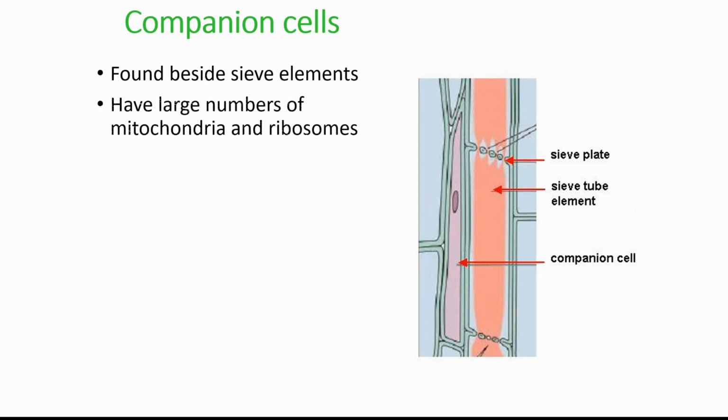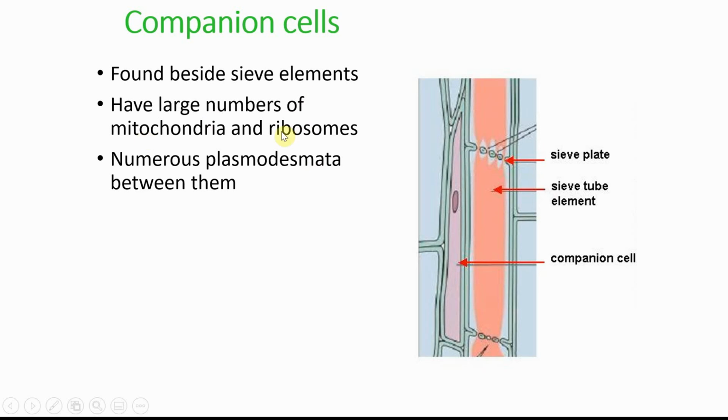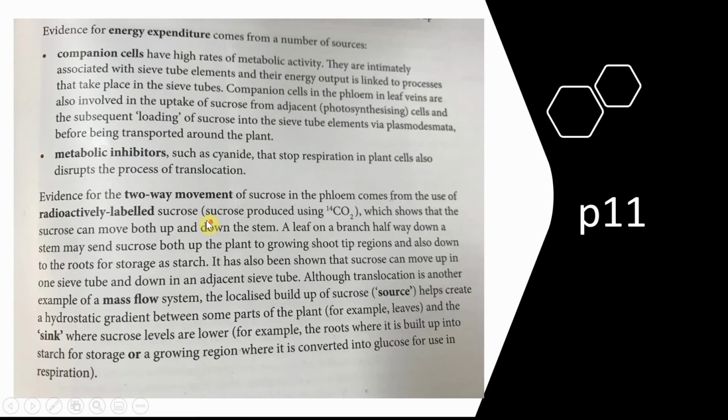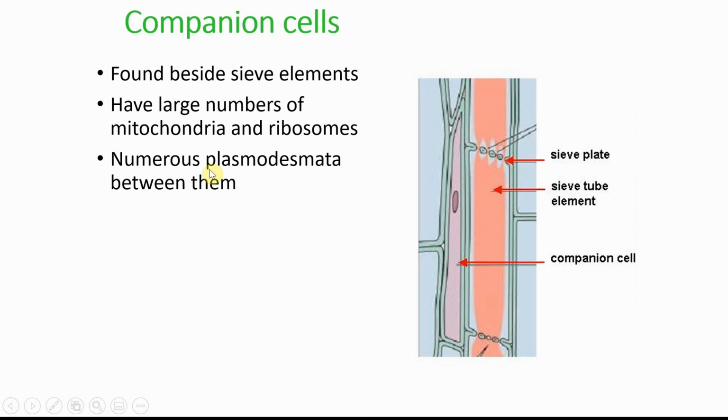The companion cells then, and this is over on page 4, found beside sieve elements, have a large number of mitochondria and ribosomes, and numerous plasmodesmata between them. So these are the workhorses that are going to provide energy and other molecules needed. If transport proteins need to be made to get its sugars pulled along, then the ribosomes are doing that. And that's going to take you to halfway down page 4.